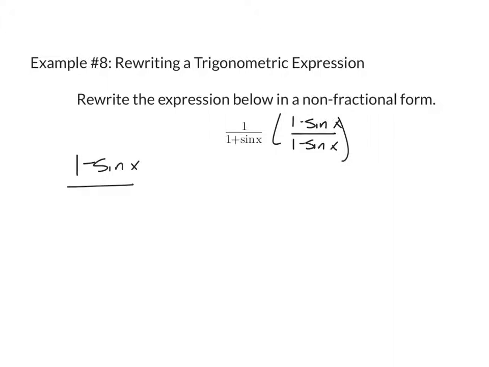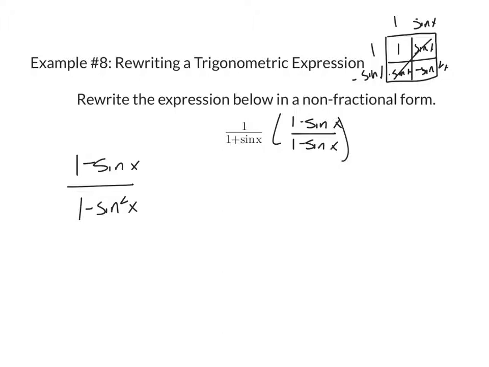And if I use the box to do the denominator, which I don't have to do, but it's just helpful, I have 1 and positive sine x, and then I have 1 and negative sine x. That would give you 1, negative sine x, positive sine x, and then negative sine squared x. Those cancel, so it leaves me with 1 minus sine squared x.